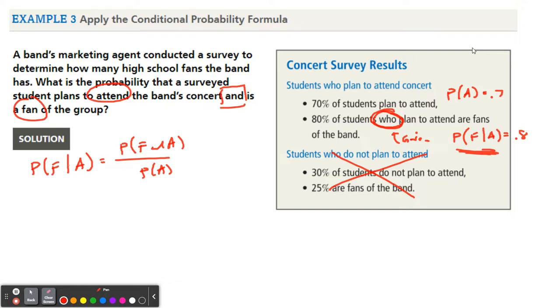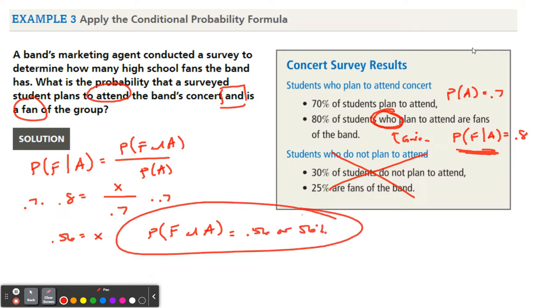So we know that this value is 0.8. We want to find this top value, call it x, and we know that this value is 0.7. To get x by itself, we're going to multiply both sides by 0.7. And 0.7 times 0.8 is 0.56. That is your x. So the probability that you are going to be a fan and attend, or attend and be a fan, is 0.56 or 56%. You probably want the percentage because that's what it was given as.